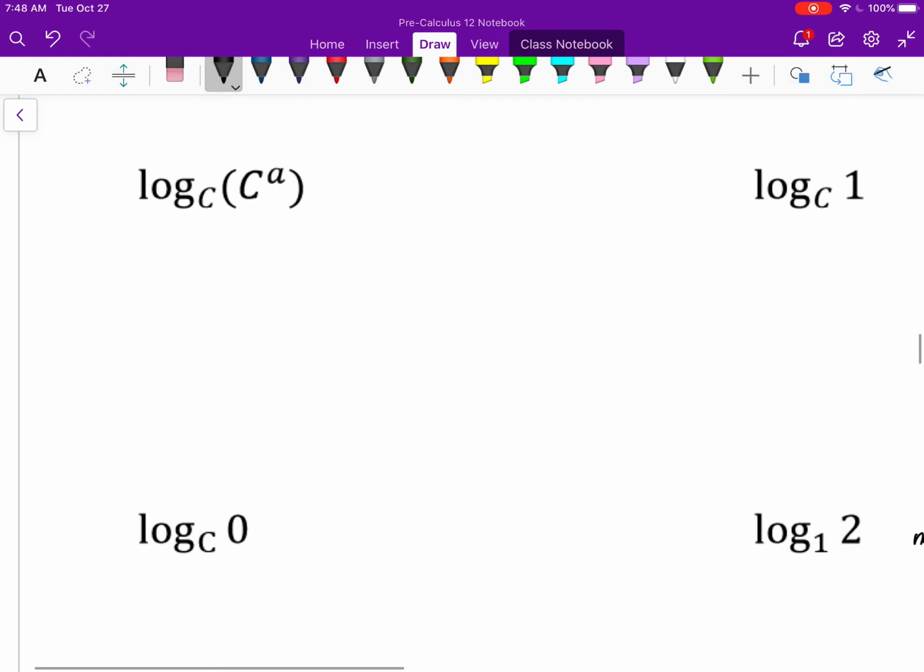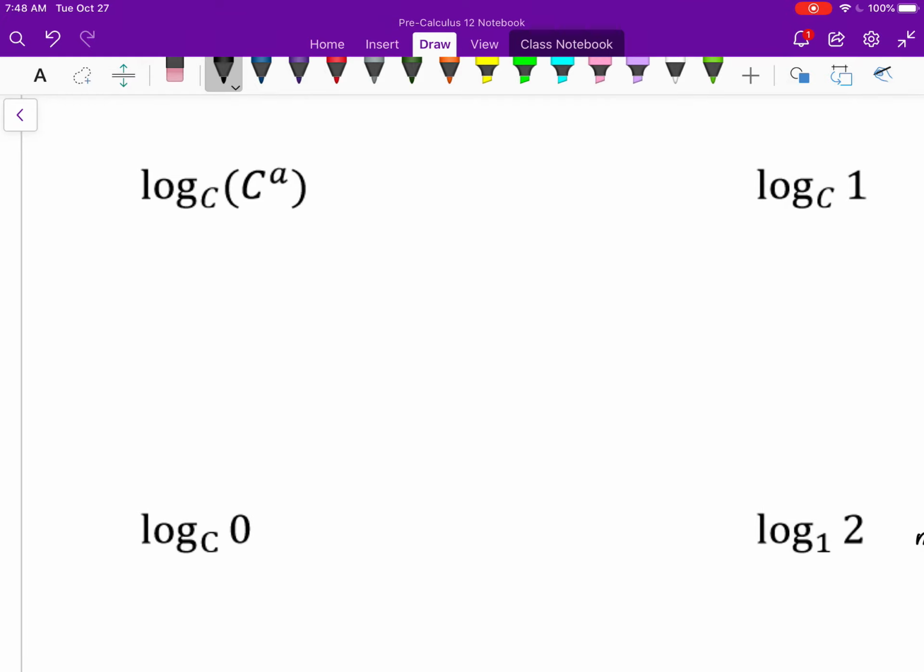All right. Next, log base c of c to the power of a. Okay, so what does this mean? Well, this means c to the power of something, that's what we're trying to figure out, will equal c to the power of a. Once I write it like this, it should be pretty obvious what that something has to be. C to the power of what must equal c to the power of a? That blank there must be just a.